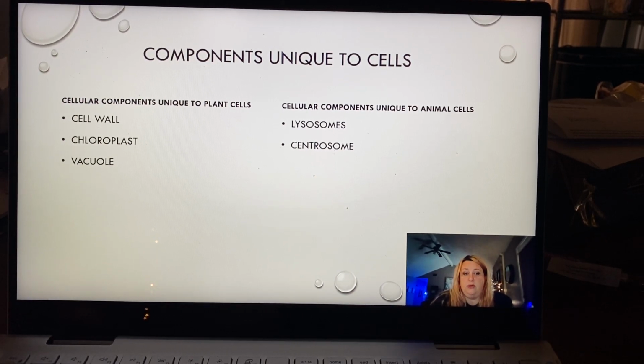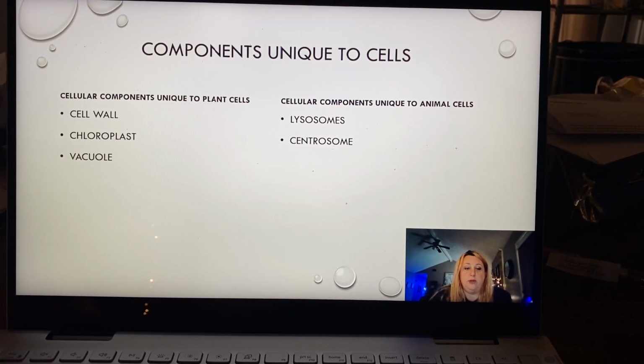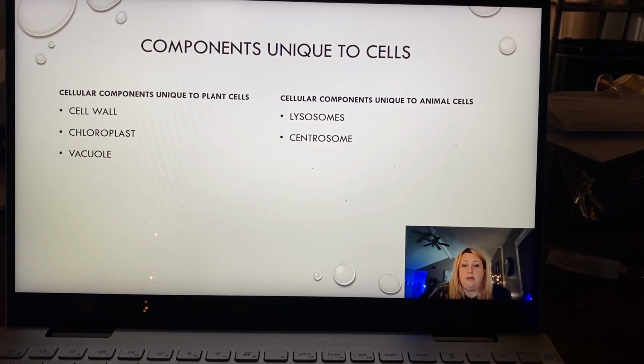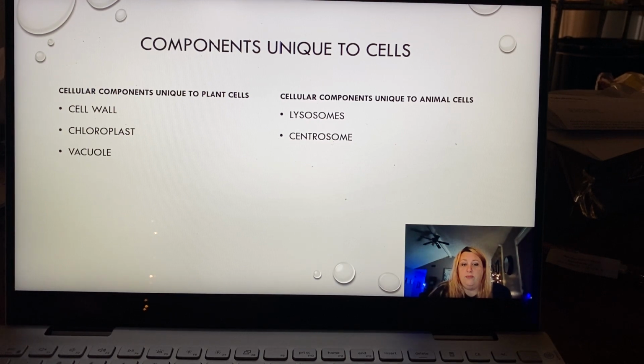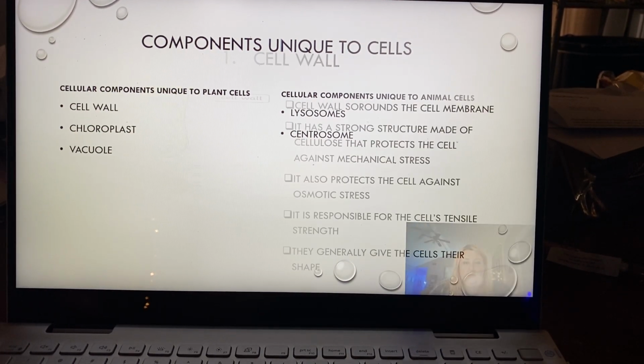From plant cells to animal cells, the plant cells have cell walls and chloroplast, and then the animal cells have centrosome and the lysosome.